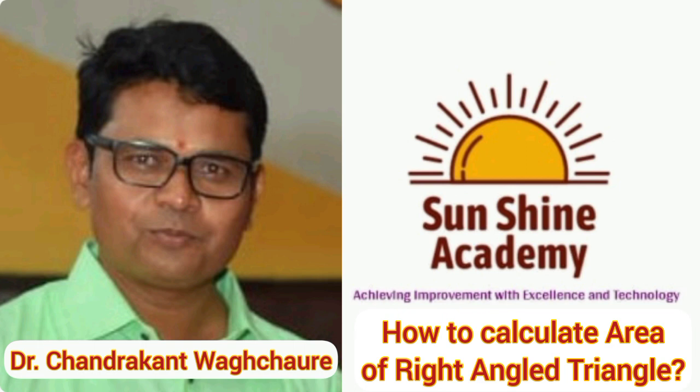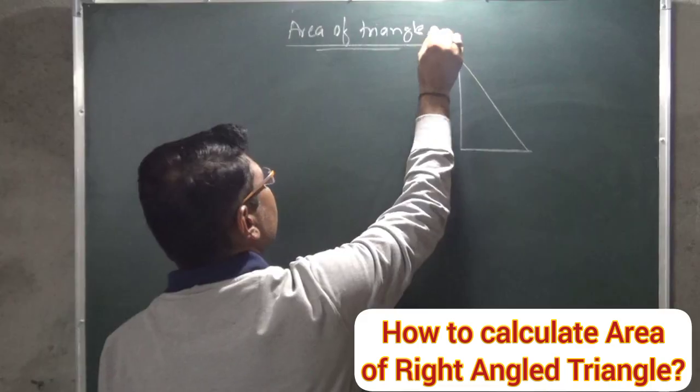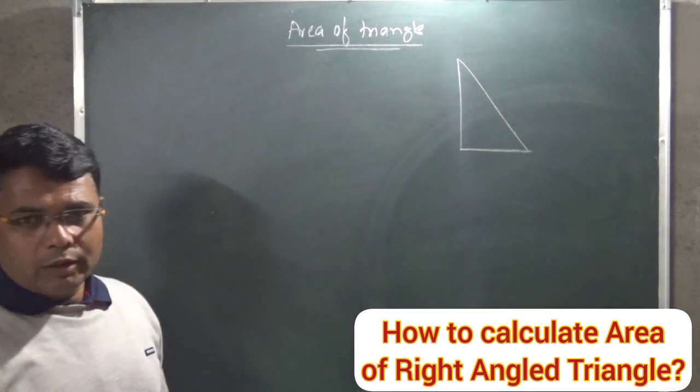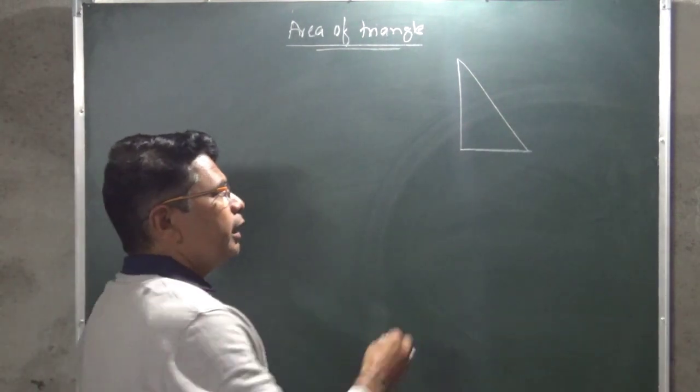Here we see the next topic, area of a triangle. When we say the area of the triangle, here we draw the figure for the triangle. Basically, it is a right angle triangle. Right angle triangle means it has a 90 degree angle. It's the right angle triangle.